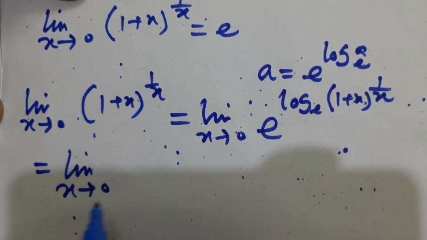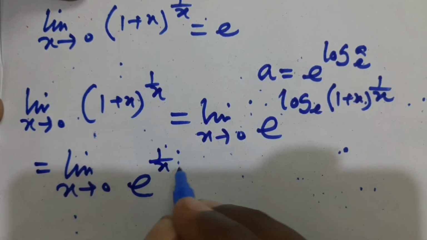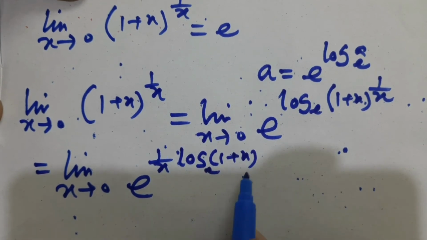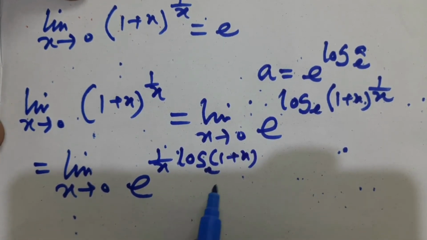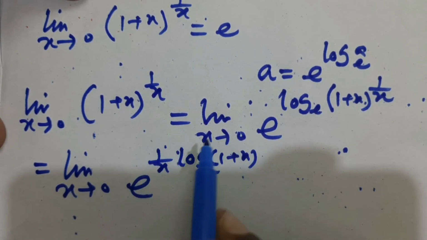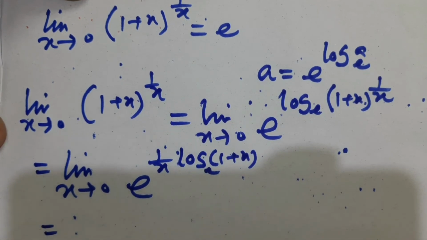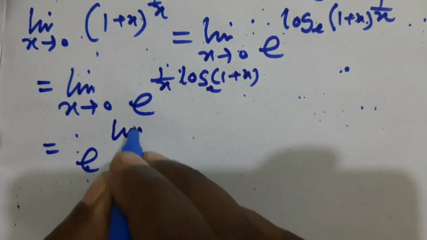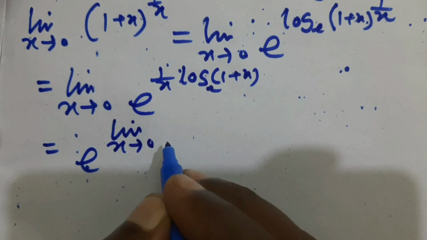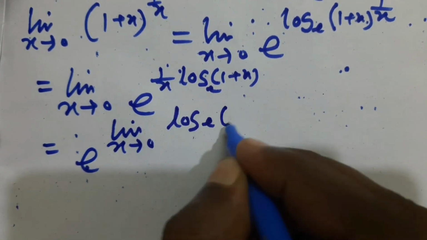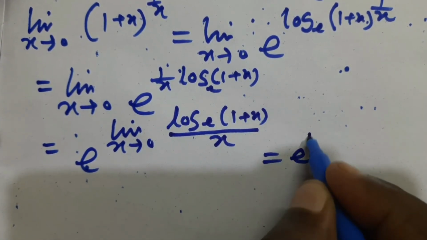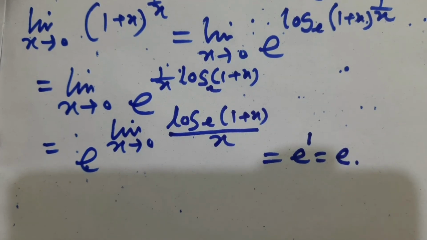limit as x approaches 0, e to the power 1 by x times log of (1 plus x). Okay, and now in the previous proof we showed that the value of the limit is 1 when x approaches 0. Okay, so that is e to the power limit x tends to 0 of log of (1 plus x) whole divided by x, that is e to the power 1. Actually this is equal to e.